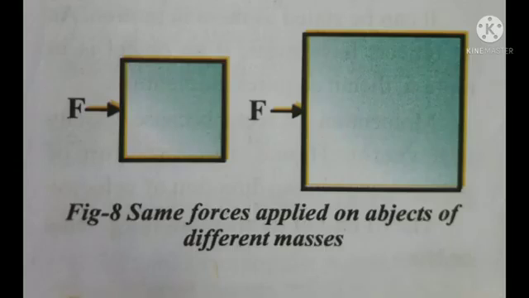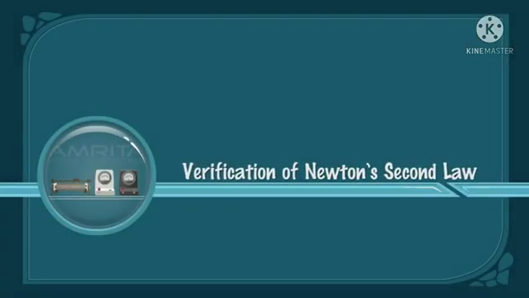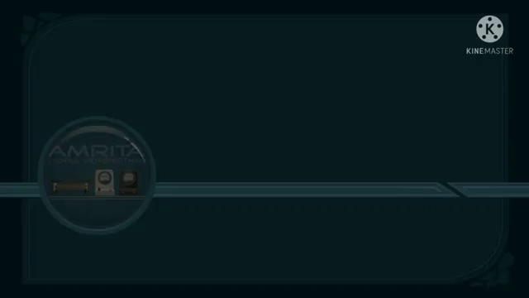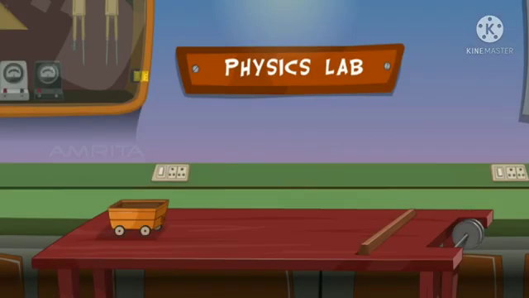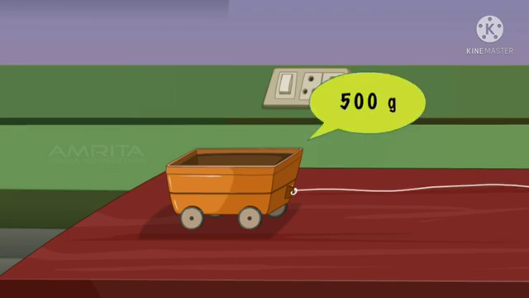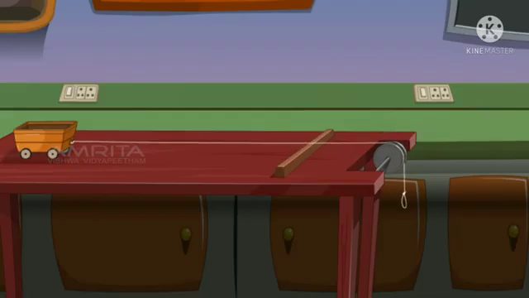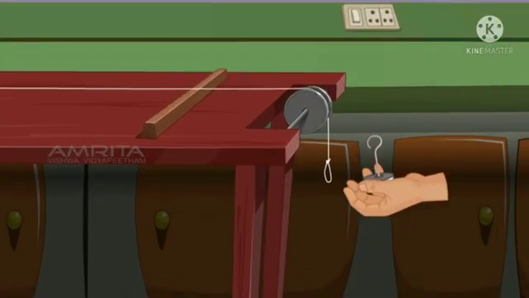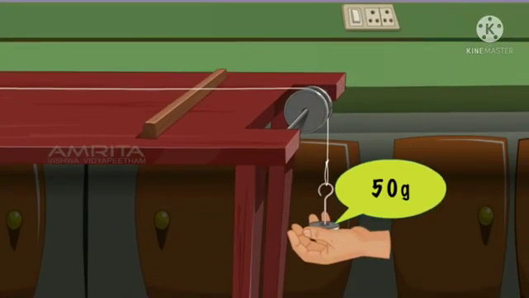To get some more idea of Newton's second law, let us see a small video. Verification of Newton's second law. Arrange a cart on a table with a blockade and a pulley. Tie the cart with a twine. The mass of the cart is 500 grams. The twine on the cart passes over the pulley to a weight hanger. The hanging weight is 50 grams.